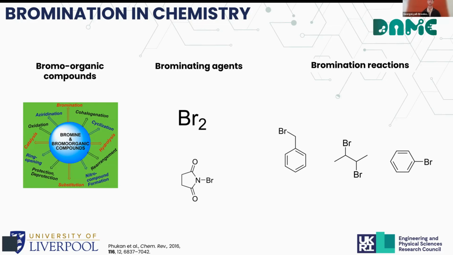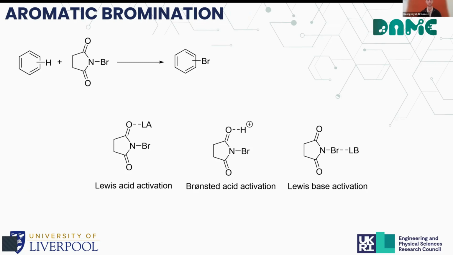The second class of bromination is electrophilic bromination. Here in the middle, you can see the electrophilic bromination of an alkene generating the dibrominated compounds. And then on the right here, electrophilic aromatic bromination. And aromatic bromination will be the topic of this talk today.